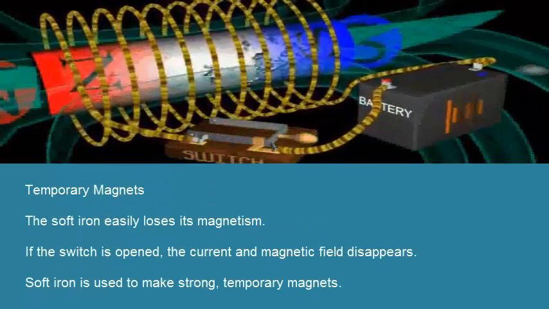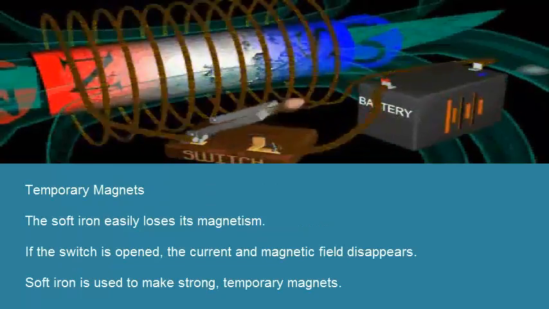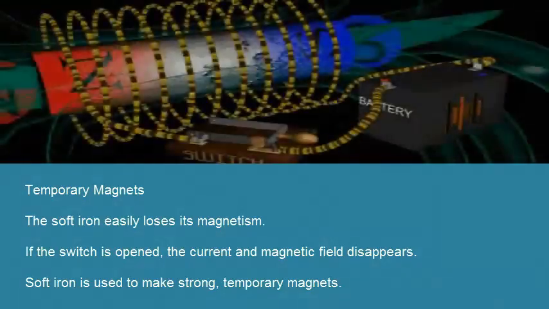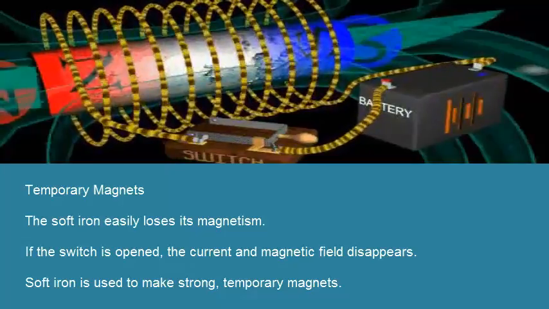The soft iron easily loses its magnetism. If the switch is opened, the current and magnetic field disappears. Soft iron is used to make strong temporary magnets.